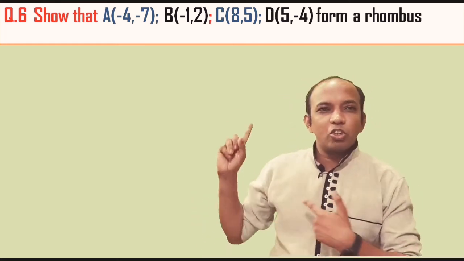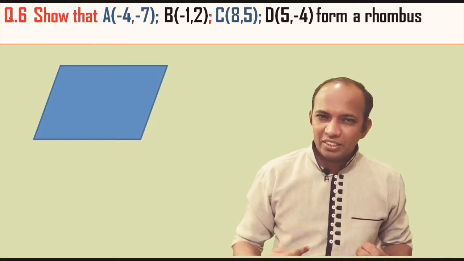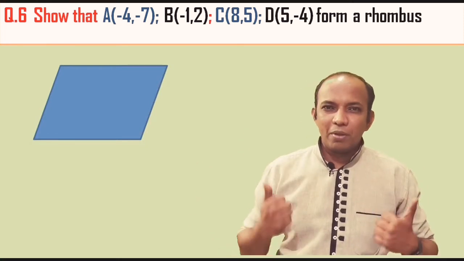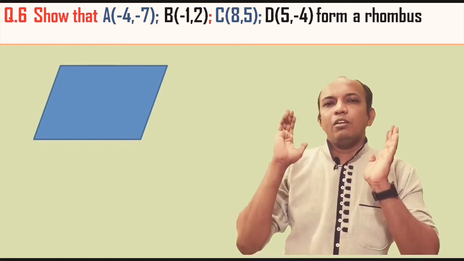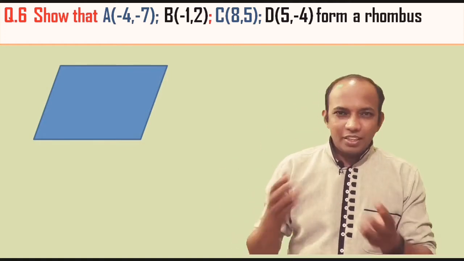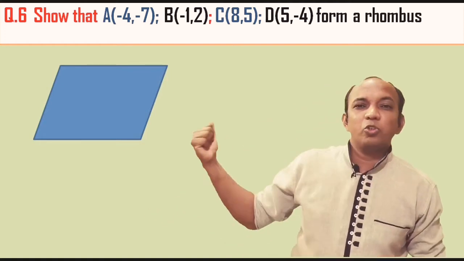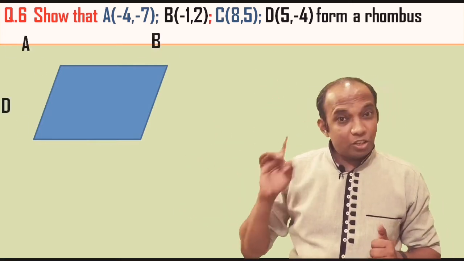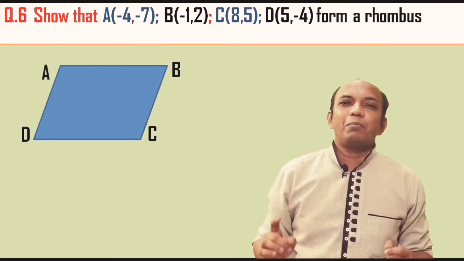Very first, here's the question on the board. We are given the 4 points A, B, C, D along with their coordinates, and I need to prove whether they make a rhombus or not. For a better understanding, here's a diagram on your screen. ABCD naming is done in a clockwise direction, don't forget that part.